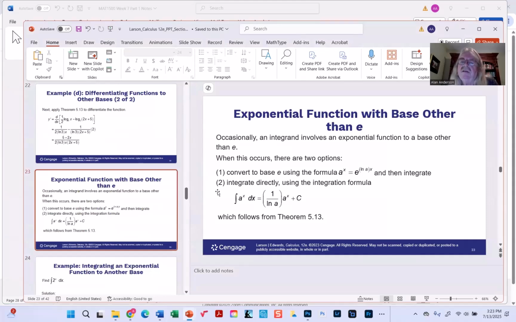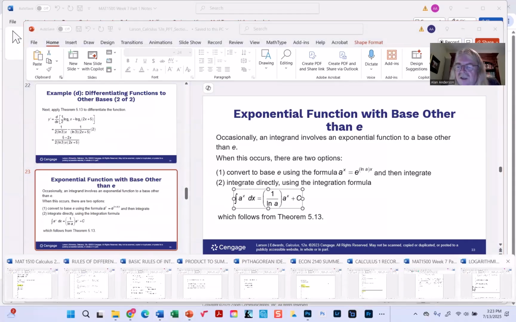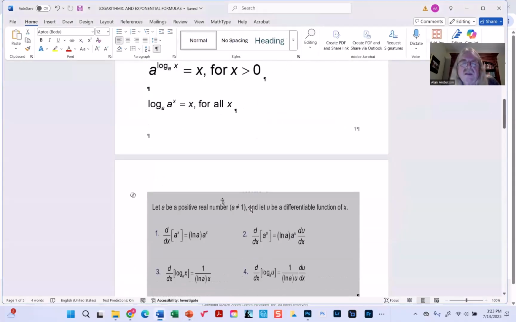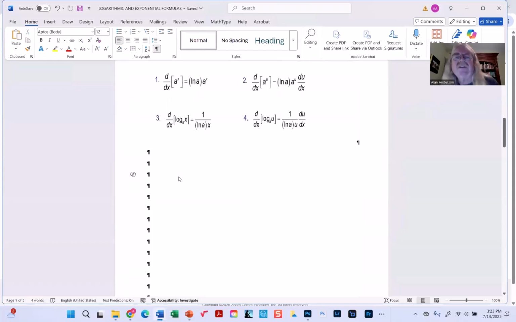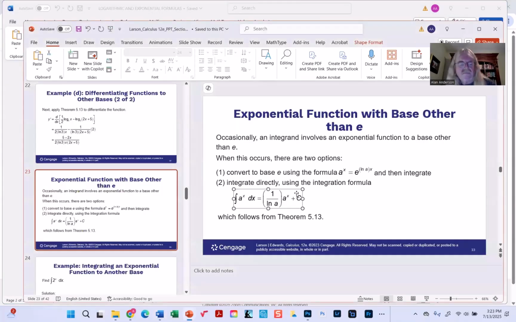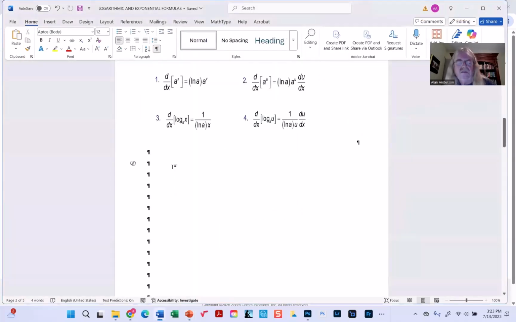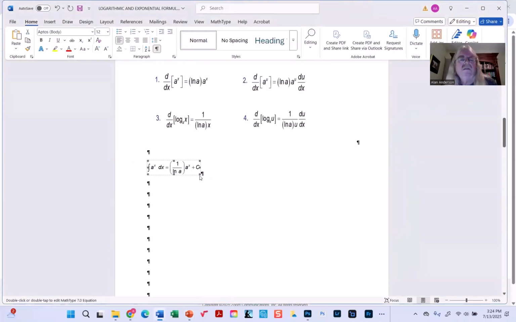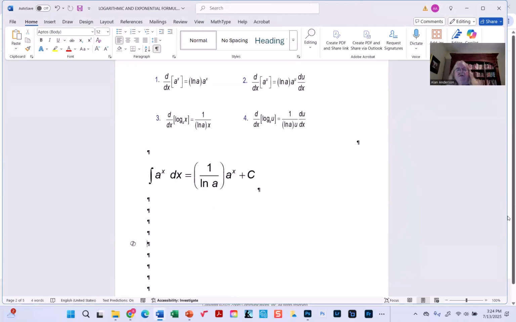Now we're going to integrate functions that have bases other than e. We haven't done this yet. So we've got the integral of a to the x. As a matter of fact, I'm going to go back and get my chart that I've been working on and add this to the list because we definitely need it. So when we're integrating a to the x dx, this is the final result.